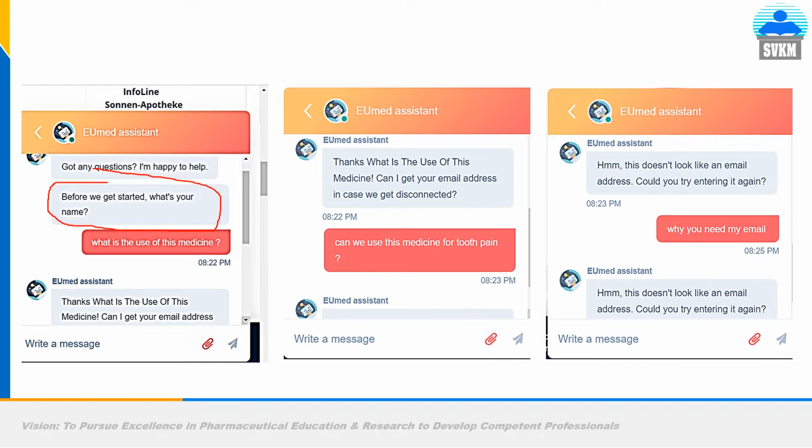Then again I typed in the same pop-up window, can we use this medicine for tooth pain? They again asked me, this doesn't look like an email address. Could you try entering it again? Then I asked, why do you need my email? They replied, this doesn't sound like an email address. Could you try entering it again? So what do you think? They were not answering my questions; they were more interested in getting my details. So who was there on the other side? There was some chatbot, that is chatting plus robot. The fusion word is chatbot.